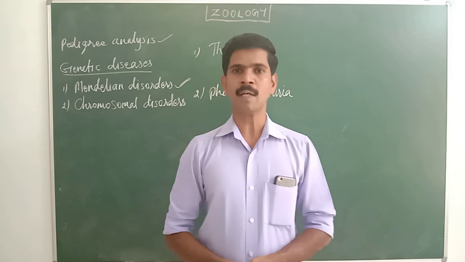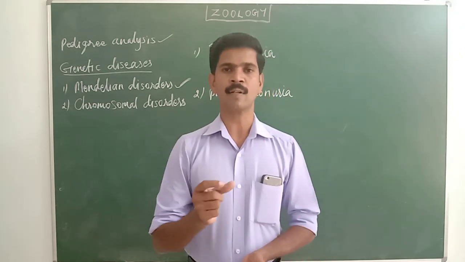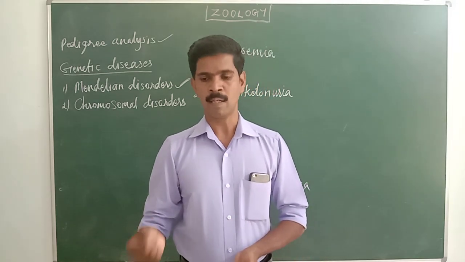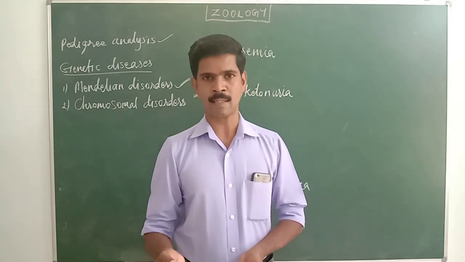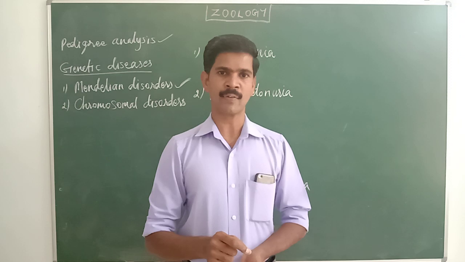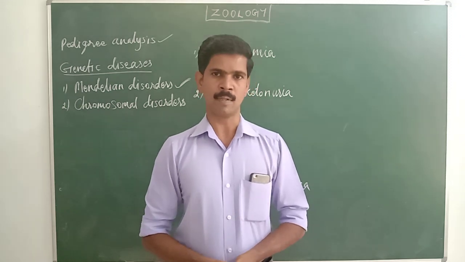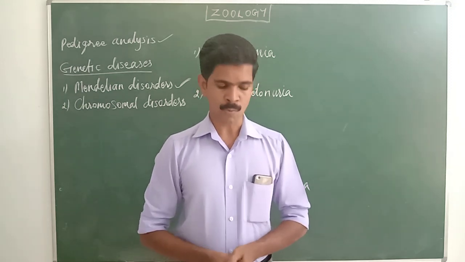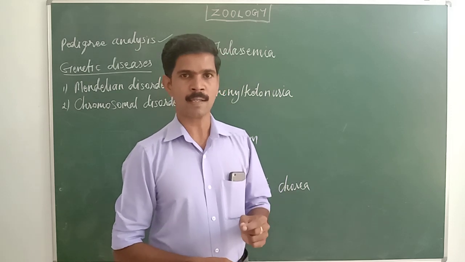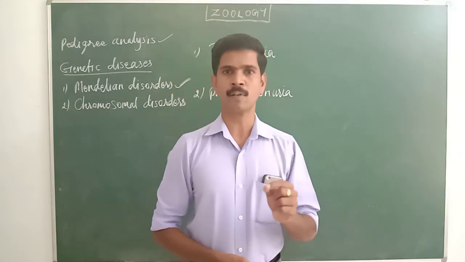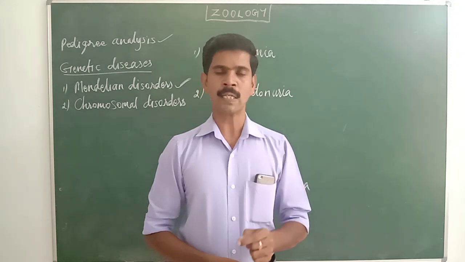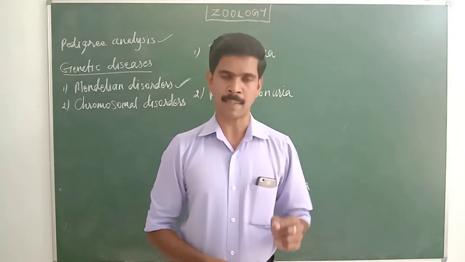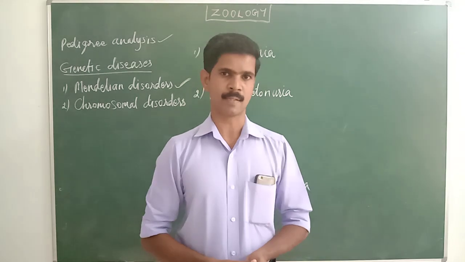Then, thalassemia is divided into 2 types, alpha thalassemia and beta thalassemia. If the alpha polypeptide chain is affected, it leads to alpha thalassemia. If the beta chain is affected, it leads to beta thalassemia. Hope you understood this point. So the reason for thalassemia is the production of abnormal hemoglobin molecule, which leads to the destruction of an excessive amount of RBCs.